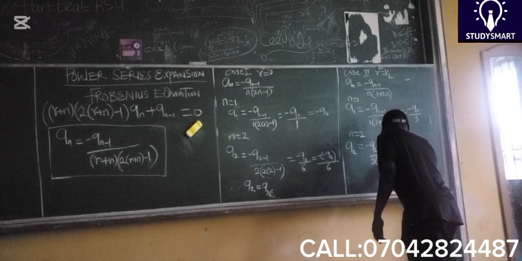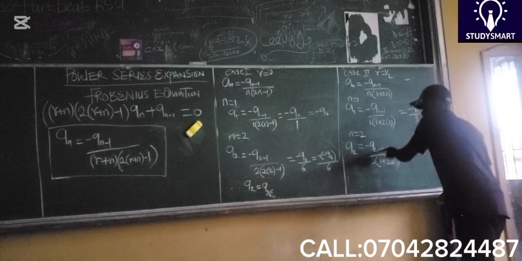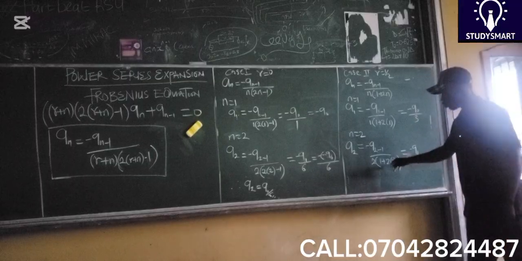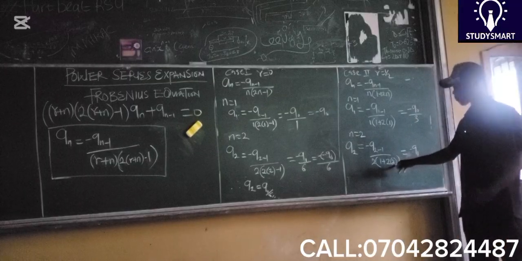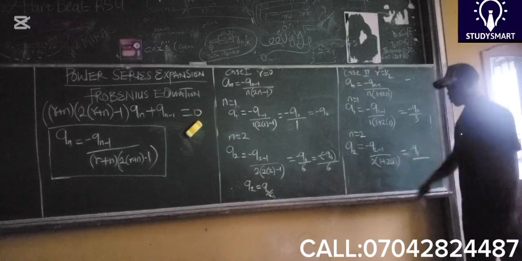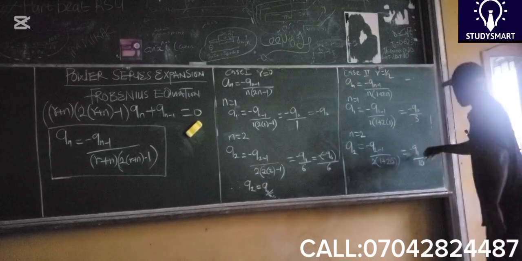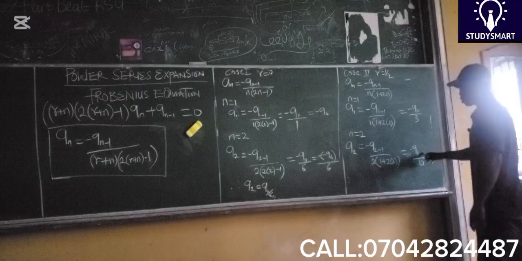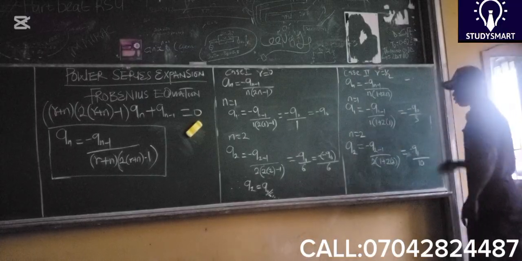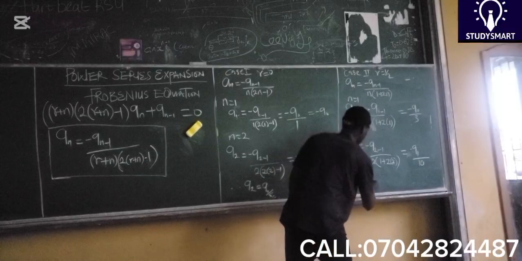Which becomes minus A, 2 minus 1 gives me 1 all over. Right, so it becomes 2 times 2 is 4. 4 plus 1 gives me 5. 5 times 2 gives me 10. So that becomes 10. Alright, so I know my A1 from here. So my A1 is minus A naught.